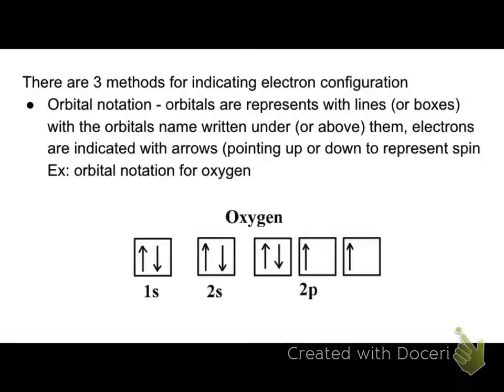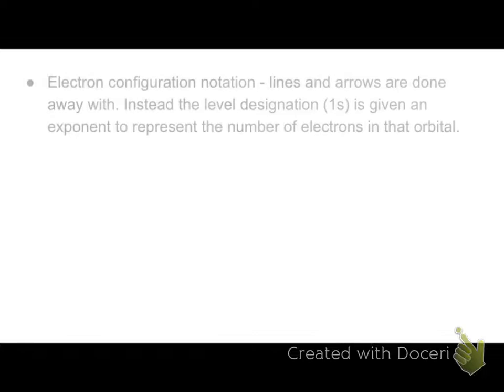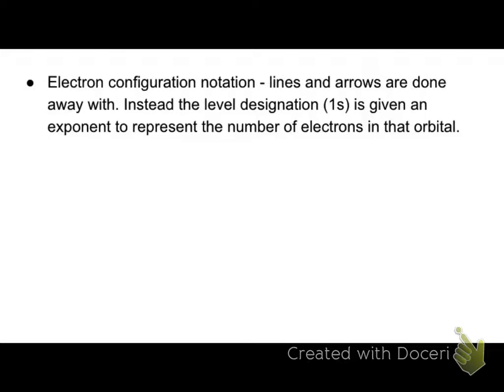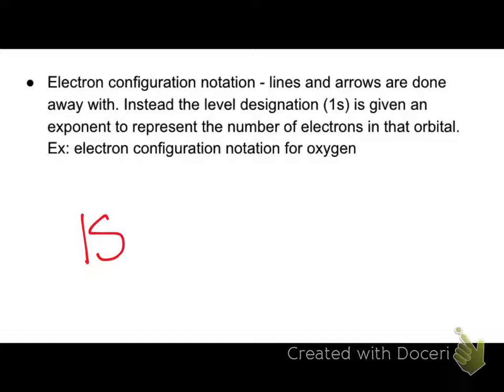So there is another method for writing down an electron configuration, and that is called electron configuration notation. In this one, we do away with any lines or boxes or arrows, and instead, we start with the level designation, 1s, and then give it an exponent to represent the number of electrons that are in that orbital. So, for example, the electron configuration notation for oxygen, we would again start with the 1s orbital, and we know that it's going to be full, so we're going to put a 2, because it can hold 2.